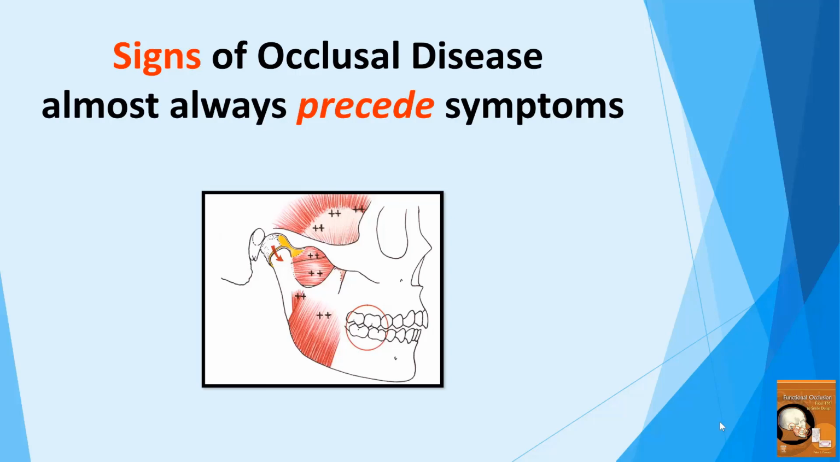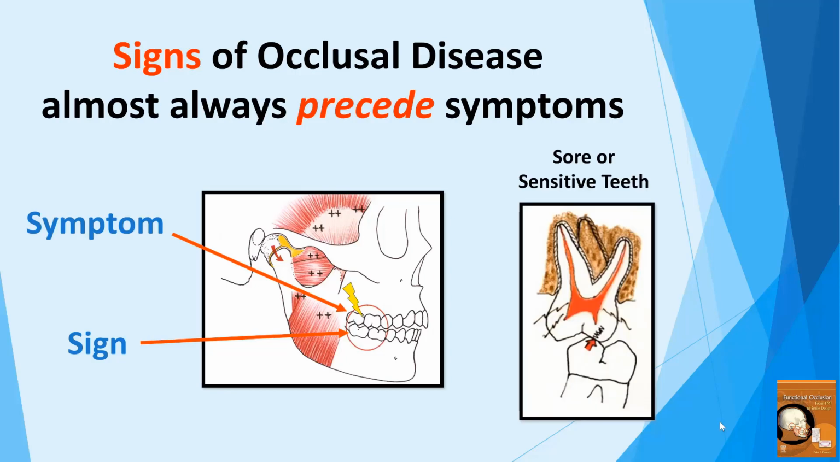Signs of occlusal disease almost always precede symptoms. So if we have a tooth, let's say we create this tooth and it's a little tall in our filling or our crown, it could be that that tooth might get tender and sensitive, maybe the one above it or the one that is that way.